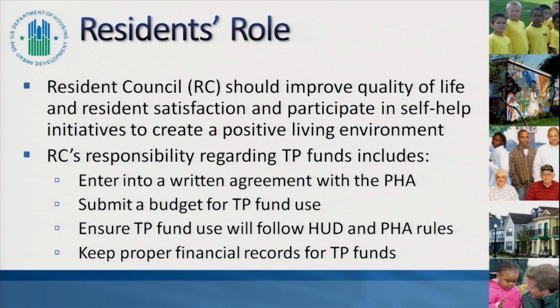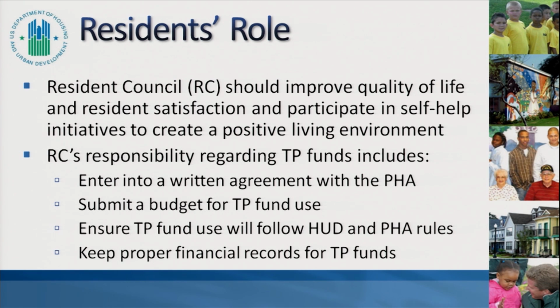Now, turning to the tenant participation funds, the new notice that Virginia talked about, Notice 2013-21, states that resident councils play an active role in determining how tenant participation funds are used, and that each resident council has the ability to decide which activities it will pursue. As the slide shows, Notice 2013-21 lists some very basic, common sense accountability features that resident councils receiving participation funds should undertake.